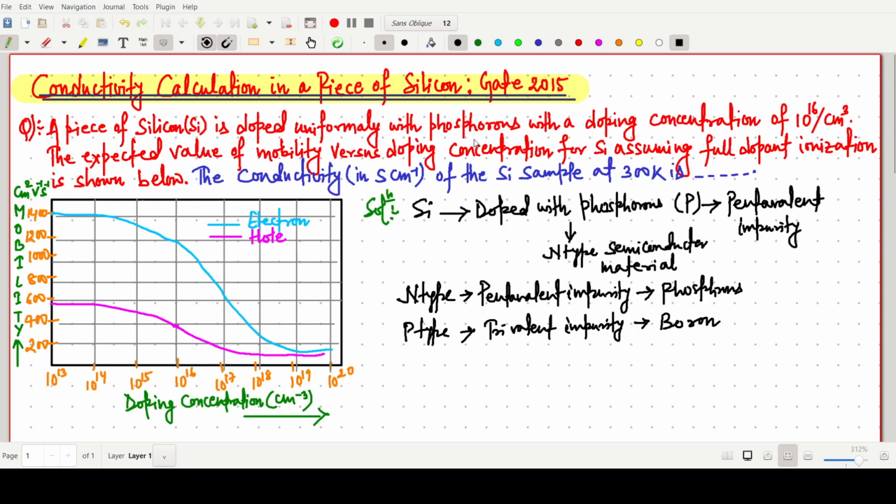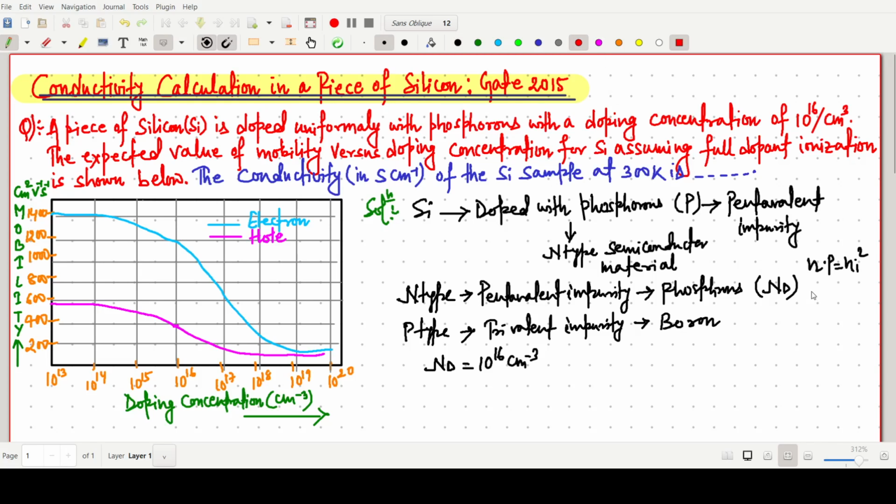So this case is our N type material in which the doping concentration is 10 to the power 16 per centimeter cube. The phosphorus, having the pentavalent impurity, is nothing but simply Nd. The Nd value, the doping concentration, is already given as 10 to the power 16 per centimeter cube. Why am I writing N type? Because for the law of mass action, we have to know np equals ni square.